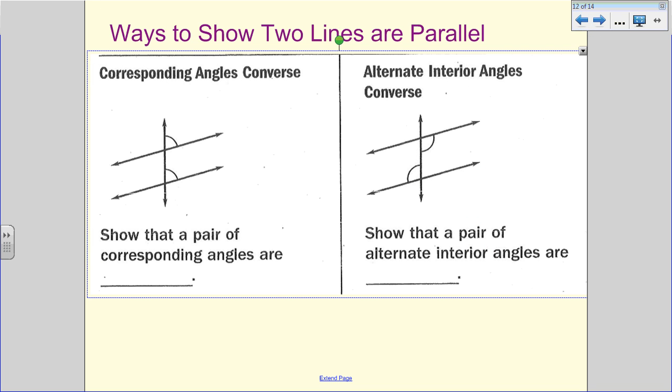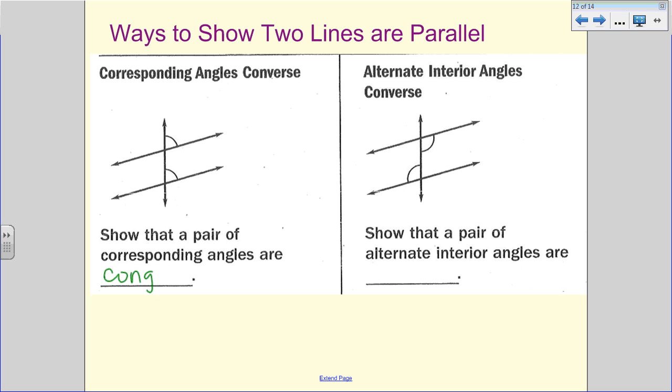Guys, they kind of give you a nice wrap-up of showing ways that lines are parallel to each other. We looked at 3.5, the converse of the corresponding angles. So if I show that a pair of corresponding angles are congruent, so if I can find an x value that would make those angles congruent to each other, then they are parallel. If I can have my alternate interior angles being congruent, then that would mean my lines are parallel.